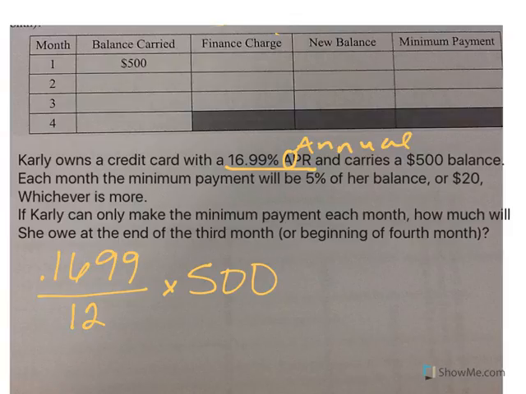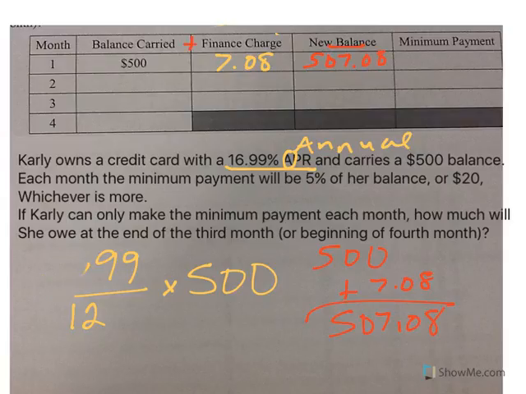So when I take 0.1699 divided by 12 and then multiply by 500, I get a finance charge of $7.08. So to find my new balance, if I carried over 500 and I add to that the finance charge, my new balance is 507.08. So I just added these two columns together.